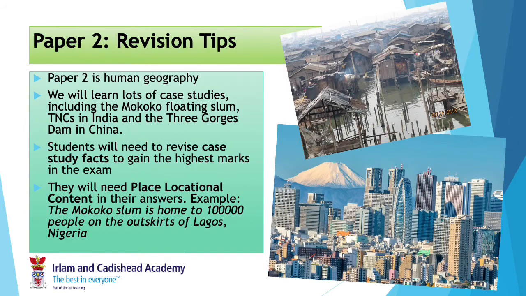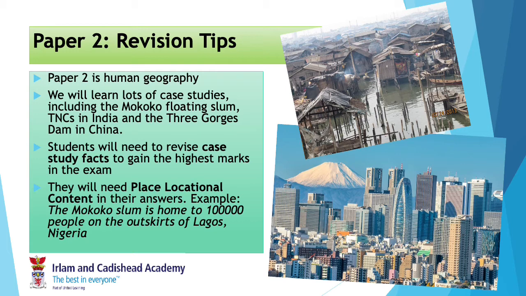Paper 2 is all human geography. So there's a lot less keywords to learn. It can be easier for some students, as they find it easier to talk around the subjects in paper 2. But there are a lot more case studies for paper 2. That means that we learn about different places. At the moment, we're just about to start learning about the Makoko floating slum, which is in Lagos. We learn about transnational companies in India. We learn about the Three Gorges Dam in China.